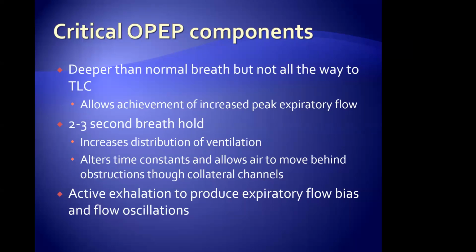So the next one, do that breath hold. Now I get that distribution of ventilation through the collateral channels of ventilation, and then alters time constraints, allows flow to move behind the obstruction through those channels, and then active exhalation to produce expiratory flow bias and flow oscillations. The whole goal of this, the topic was expiratory flow bias. I need that. If I don't have that, I'm not going to be a helper. So expiratory flow bias, so take that big deep breath in and then blast it out. And then the flow oscillations break that mucus out, help it move forward, cephalad.